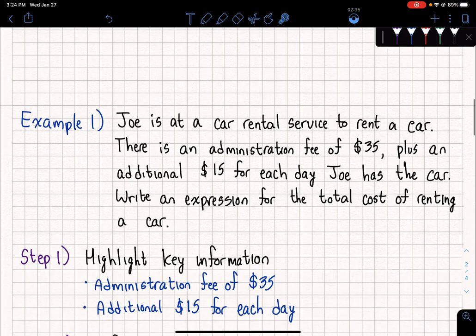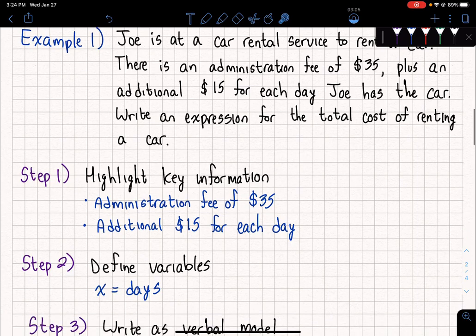The first thing we need to focus on is highlighting the key information from this problem. This includes our administration fee of $35 and our additional $15 for each day. For each is synonymous with per, which tells us this is going to be multiplication. We're going to multiply 15 by each day. And because we have an additional $15 per each day, this is going to be added to the 35. So we'll get to that down below. But again, I just wanted to go over the key information from this problem.